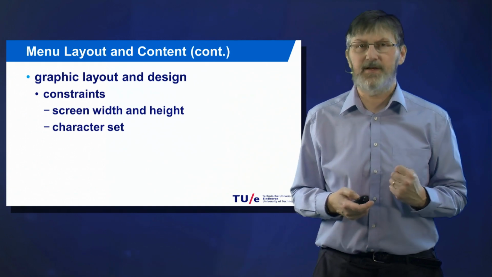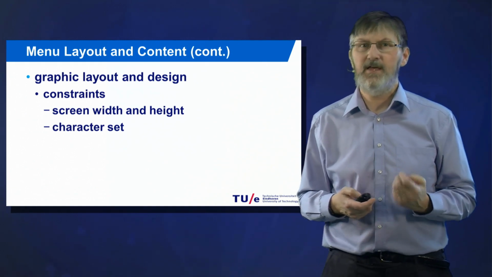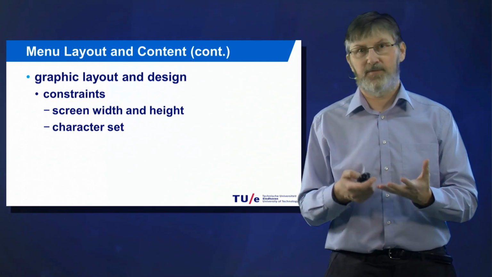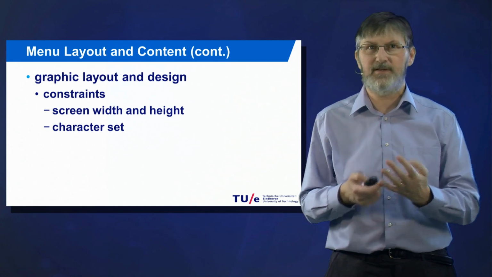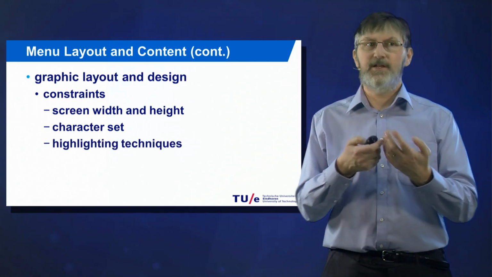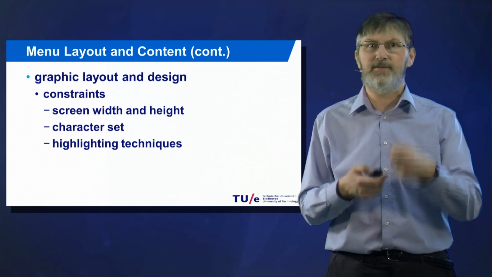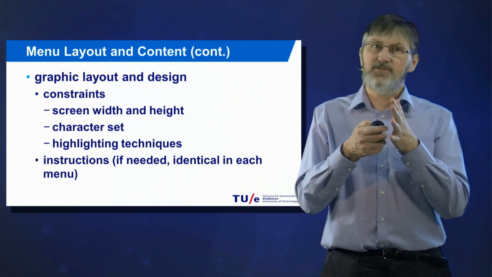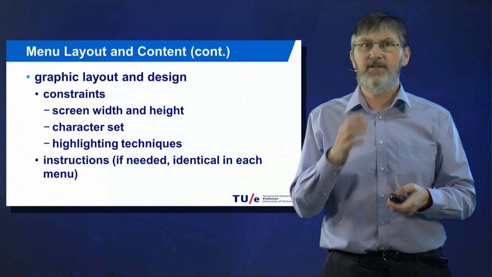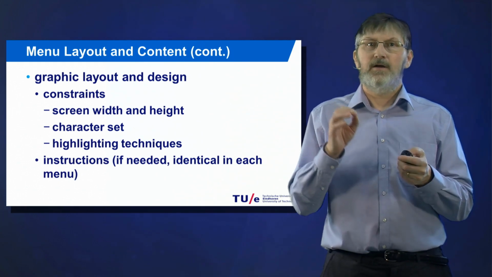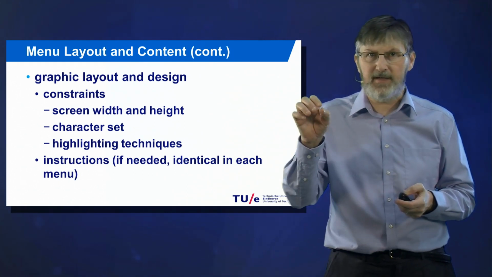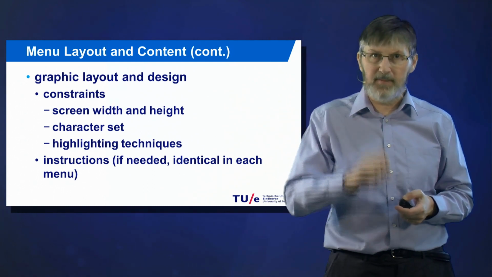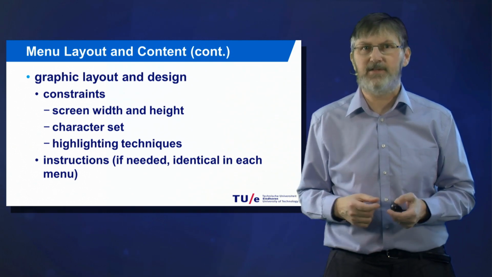We can have constraints in the character sets that are available. If a menu doesn't fit, we may want to use a smaller font. The system may, and for a good reason, not allow us to shrink the fonts indefinitely. There need to be highlighting techniques to indicate, for instance, which menu item is currently about to be selected. And in some cases, we may also need instructions. A menu item can, for instance, be followed by a question mark icon so that you can get an explanation about the meaning of the menu item before you actually select it.